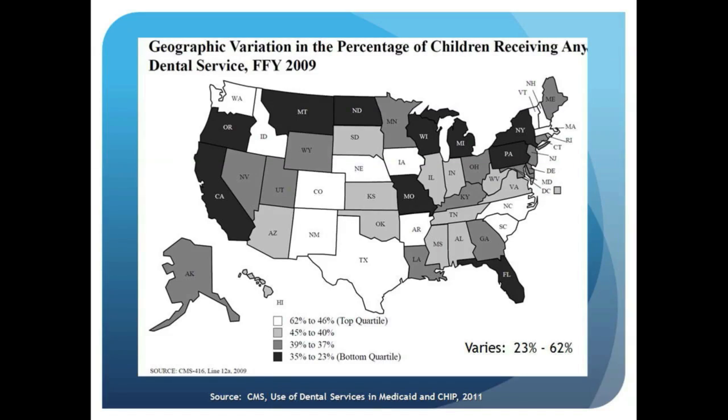Again, you get a huge variation depending on state. The data is available on a state by state basis. I'm reporting the national data, but if you're interested in your state, you can always go to the data source and pull up your specific state. Percentage receiving varies from anywhere from 62% all the way down to a low of 23%.